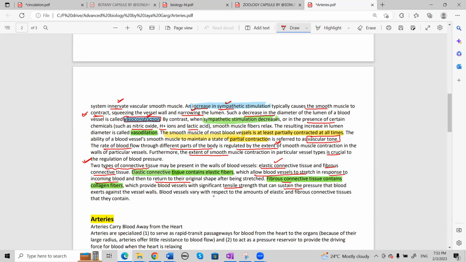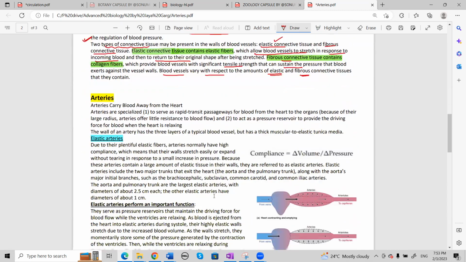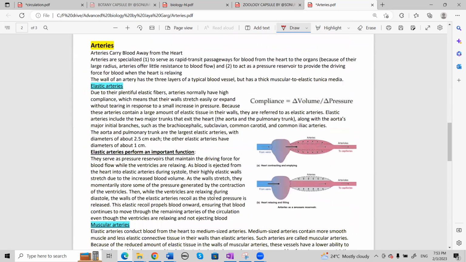And we have already seen in the diagram that blood vessels vary with respect to the amount of elastic as well as fibrous connective tissue they contain. Now, we are focusing on arteries. I told you in this video, my main focus will be on the arteries. Arteries carry blood away from the heart. They are specialized because they are responsible for rapid movement of the blood from the heart to the organs. And because of their large radius, they offer very little resistance to the blood.